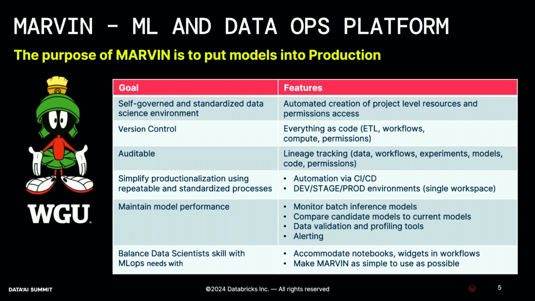And that leads into things being auditable and lineage tracking. So using things like MLflow for being able to trace data and workflows and experiments, models, codes, permissions, everything that would be a part of an ML project, we want to be able to trace it from what's in production all the way back to the source.